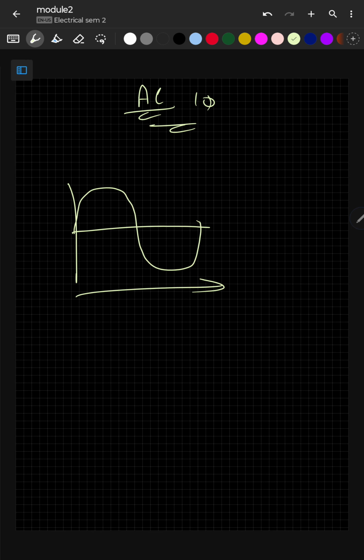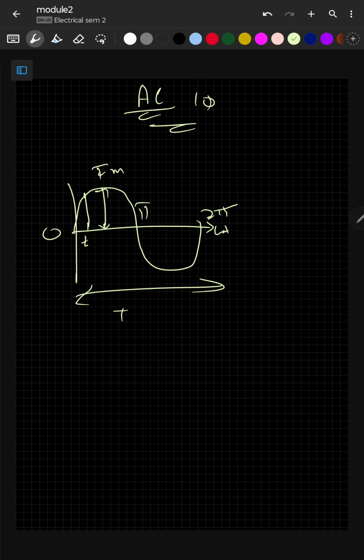Okay, total time T, 0, pi, 2 pi. This is a simple waveform which I'm drawing. I'll also put in terms. This is the peak, that is Im. This is the instantaneous time t, and then this becomes omega t. This is basically a single phase waveform diagram.